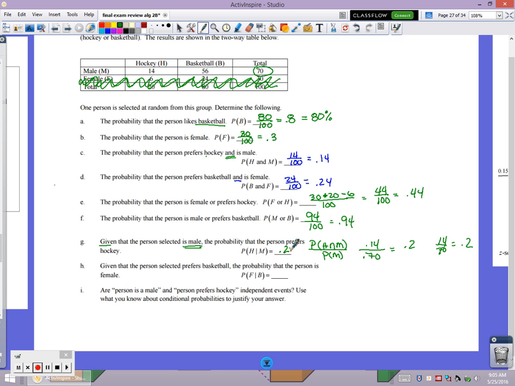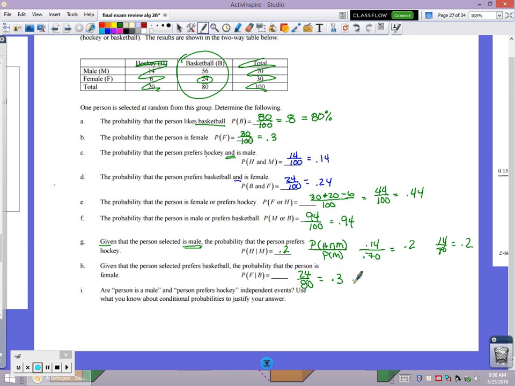All right, last one. Given that the person selected, let me erase this. Given that the person selected prefers basketball, the probability that the person is female. So given that they prefer basketball, we are ignoring everything else. I can ignore the totals, I can ignore the hockey. So my total now is 80. Out of 80, what's the probability that they're female? Well, there are 24 out of 80 that are female. If I simplify that, I get 3/10 or 0.3.